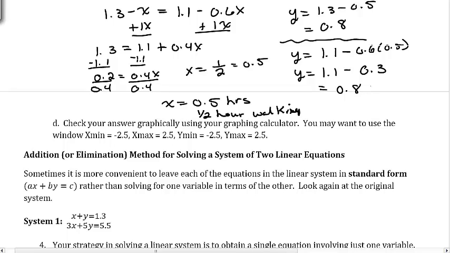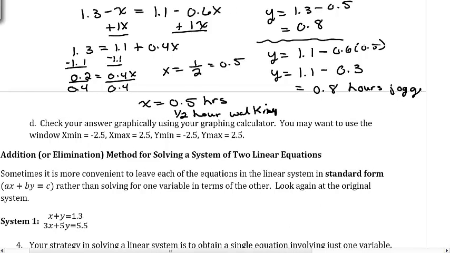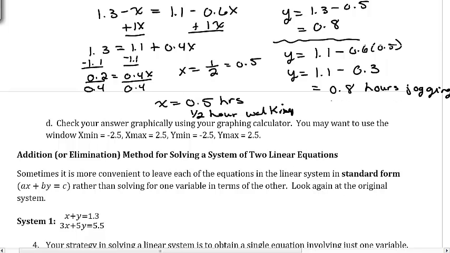And this was the amount of time that we spent jogging. If you wanted to convert that back to minutes, you would multiply this by 60. One hour is 60 minutes, so to convert it to minutes, you multiply by 60. And so 60 times 0.8 would give you 48 minutes.